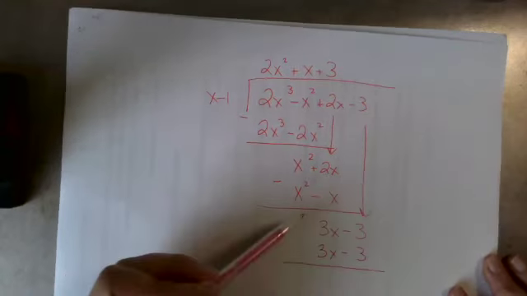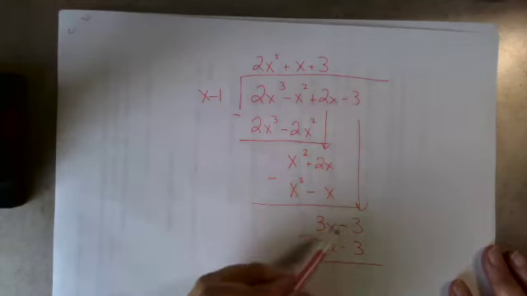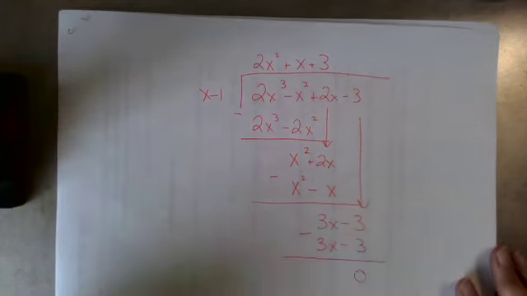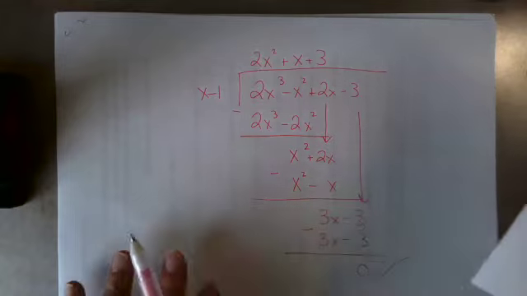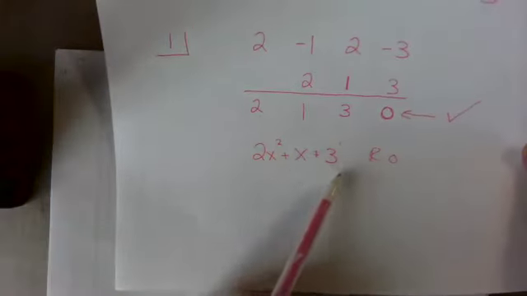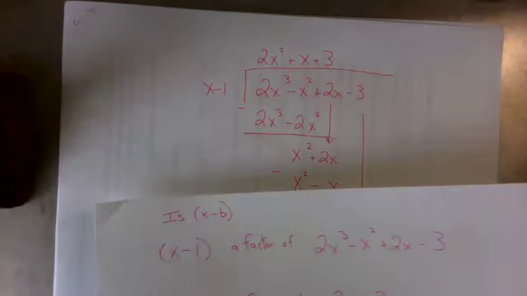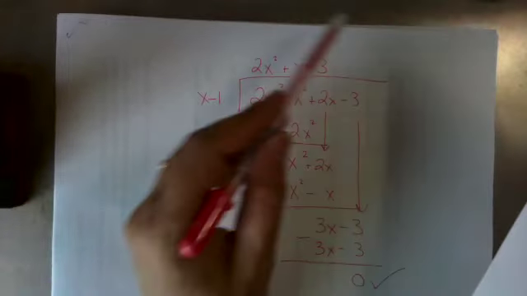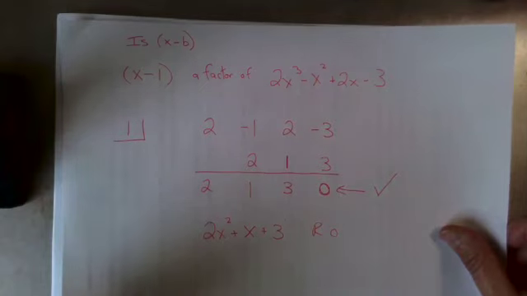And lo and behold, 3x minus 3x is my 0. Minus 3 minus a minus 3, so minus 3 plus 3 also gets me a 0. Excuse me. And if you take a look, we've got the same thing: 2x squared plus x plus 3, remainder 0. And then if you take a look, our coefficients are the same as well. It's just that this takes up this much, and polynomial division is kind of faster and more efficient.